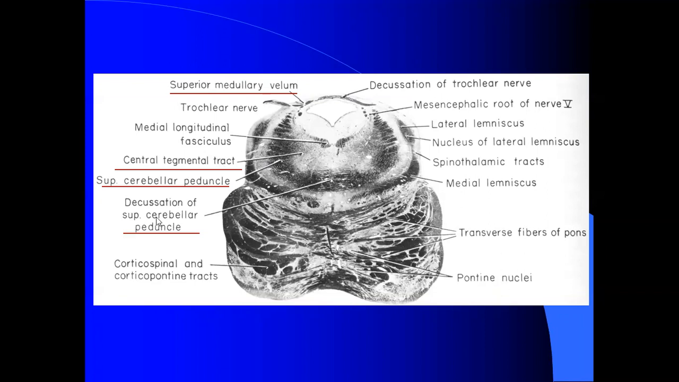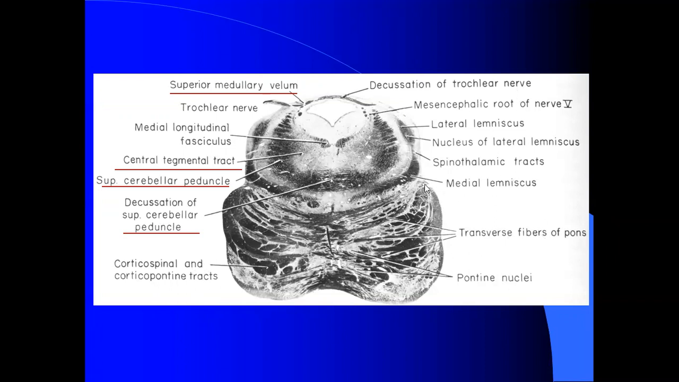All right. Here is the decussation of the superior cerebellar peduncle. We're going to talk about that in a minute. But all of the fibers of the superior cerebellar peduncle are going to decussate in the midbrain or in the very rostral pons. Nearly all. They decussate, and so here's the decussation. Here's, of course, corticospinal, corticobulbar, corticopontine, most importantly. Here are the pontine nuclei. Here are the transverse fibers of the pons as they go from the pontine nuclei to the contralateral cerebellum.